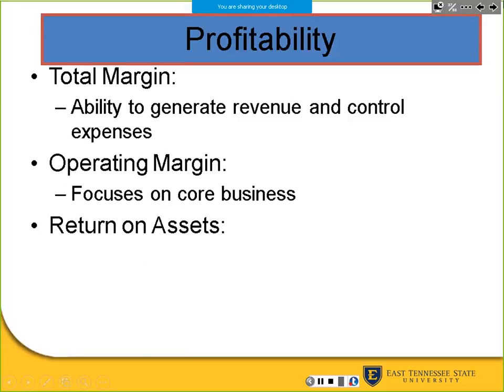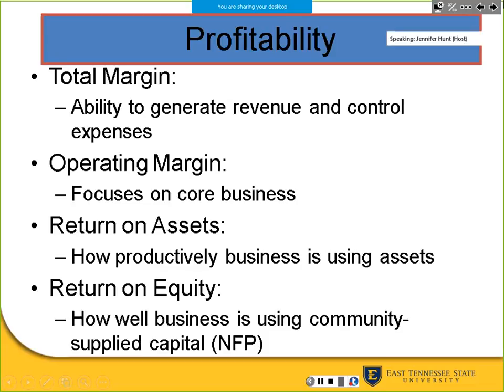I know these all probably start to run together, so like I said, just feel free to stop me at any time. So just to review profitability, total margin looks at our ability to generate revenue and control expenses. What is our total margin for the entire organization? We're going to look at revenue and expenses.